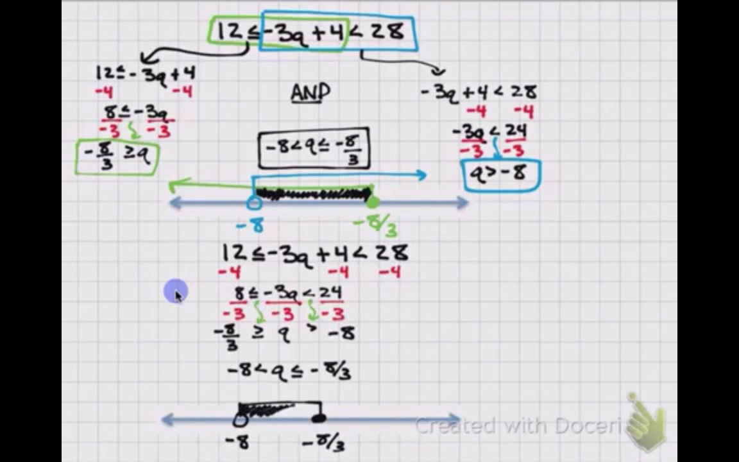So two different ways to handle the exact same problem, and you are welcome to use whichever you like.